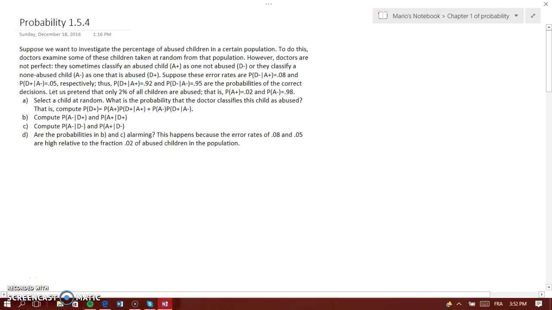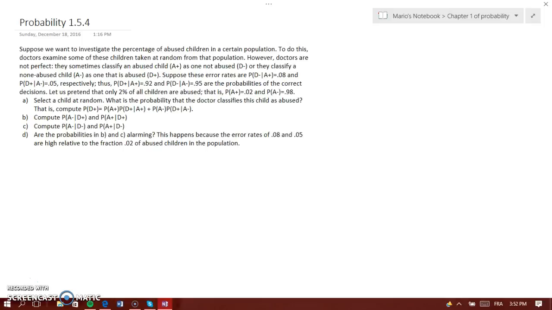Hello everyone. Here it says that suppose we want to investigate the percentage of abused children in a certain population and so forth, and it goes on. But I'm not going to read all of this because it will be time consuming. I will just start doing the problem, and if you want you can pause and then read through and then start where I started with the problem.